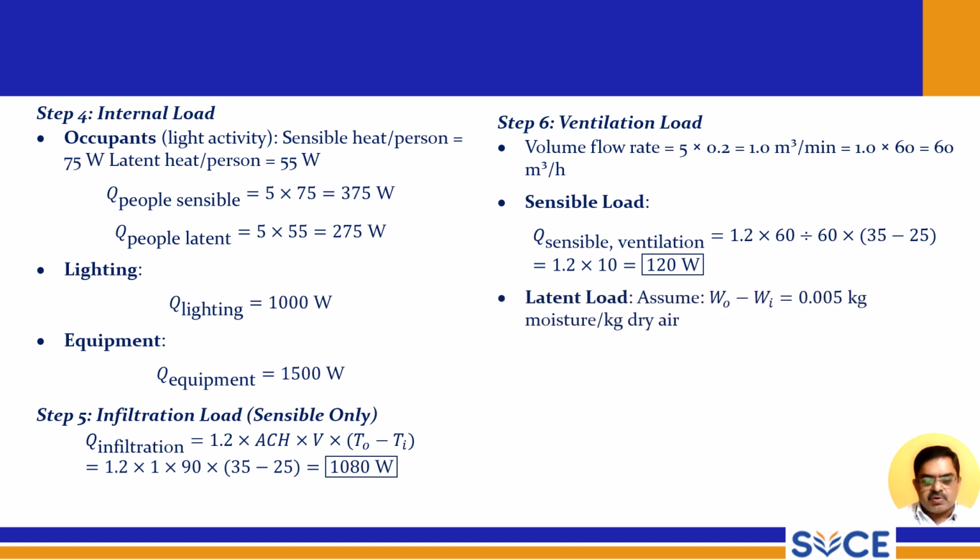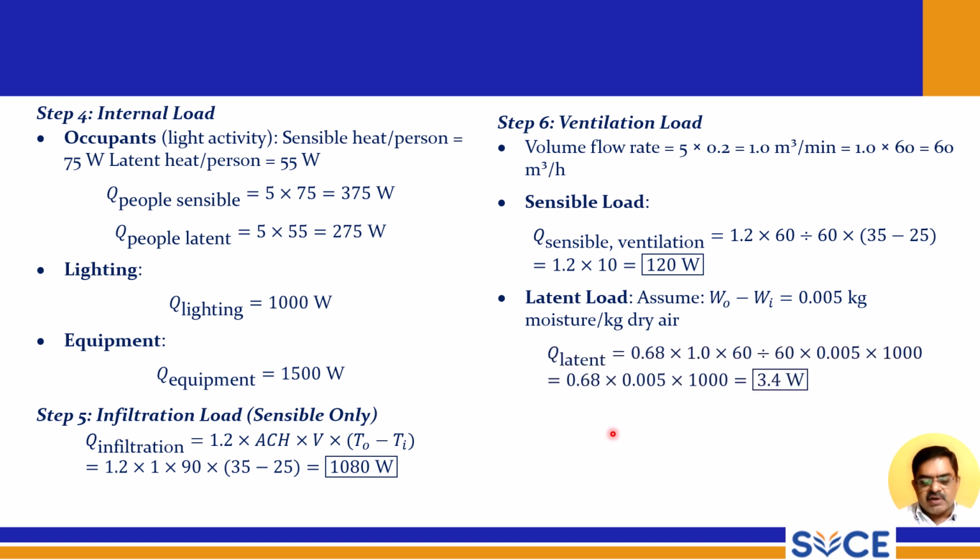For latent load, assume W0 minus Wi equals 0.005 kg of moisture per kg of dry air. Q latent equals 0.68 into 1 into 60 divided by 60 into 0.005 into 1000, so that is equal to 3.4 watt. Typically this value is larger. It is simplified for demonstration purpose.